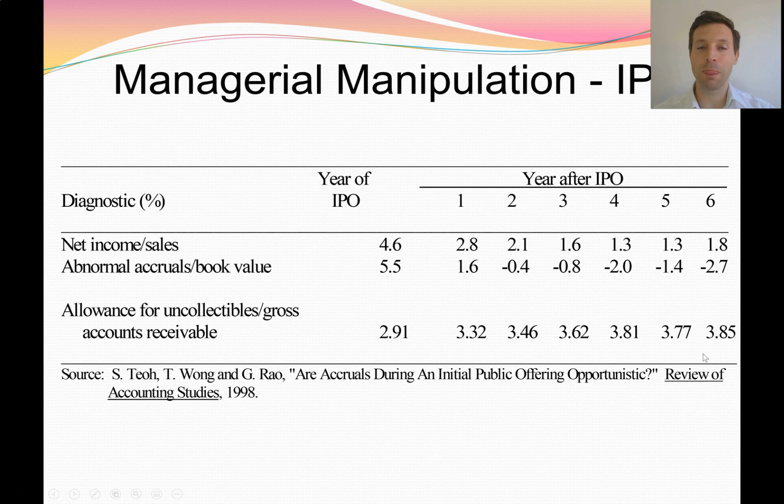So this is all evidence that when companies are going public, managers may have incentives to make the company look more profitable, and they might use accounting tricks such as using more accruals and being very optimistic with some of their account estimations to make that company look better, and slowly that will unwind in the following years.